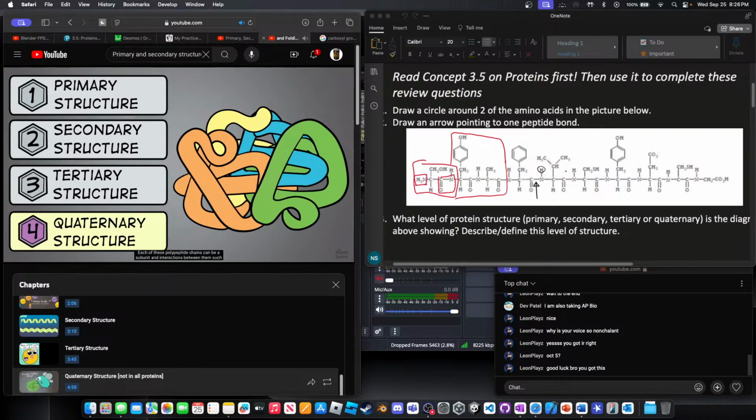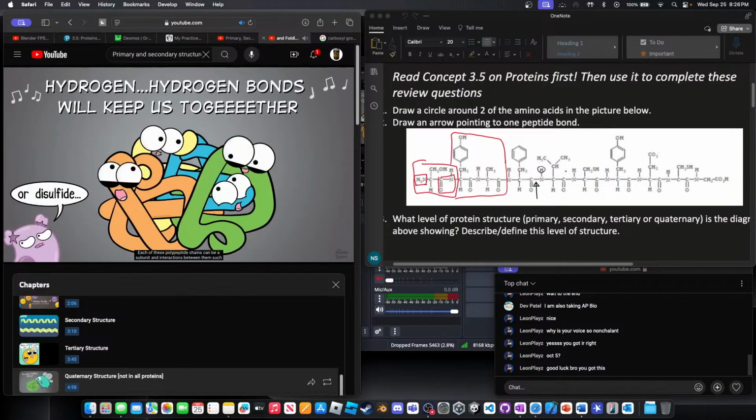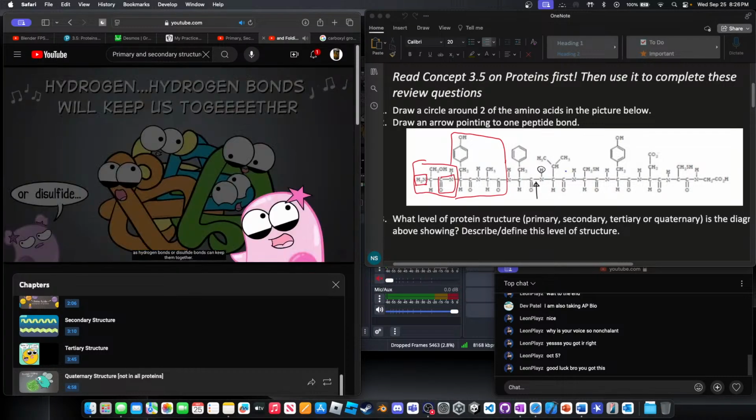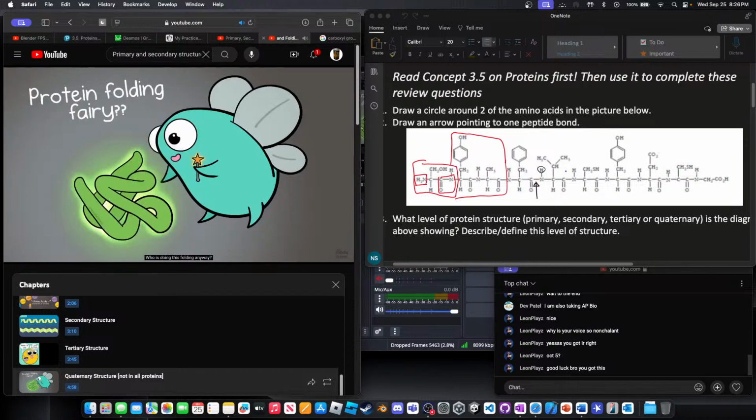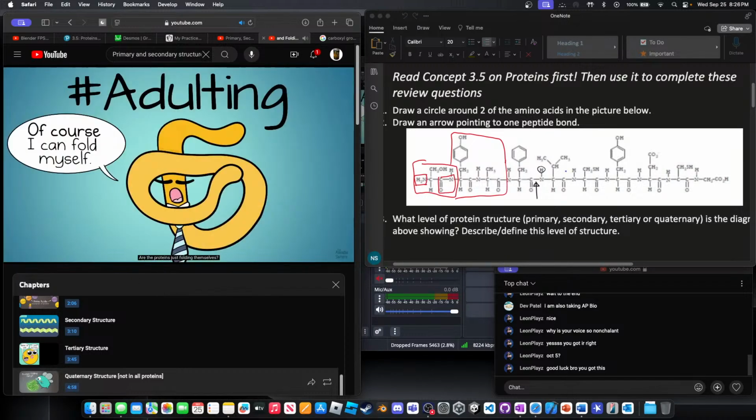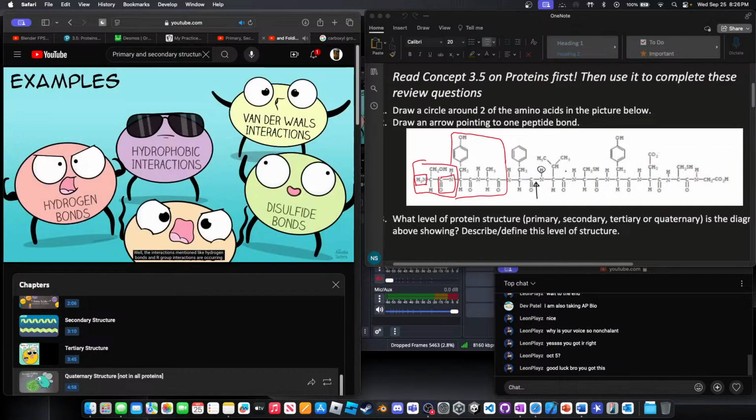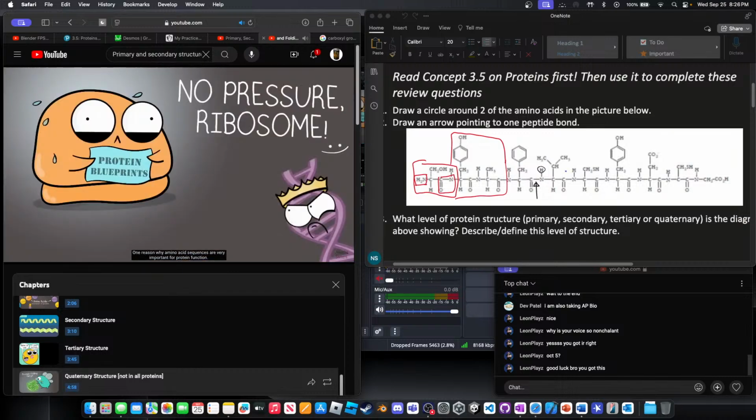Each of these polypeptide chains can be a subunit, and interactions between them, such as hydrogen bonds or disulfide bonds, can keep them together. Going back to folding, I know what you might be thinking. Who is doing this folding anyway? Are the proteins just folding themselves? Well, the interactions mentioned, like hydrogen bonds and R group interactions, are occurring depending on the protein's own amino acids. One reason why amino acid sequences are very important for protein function.